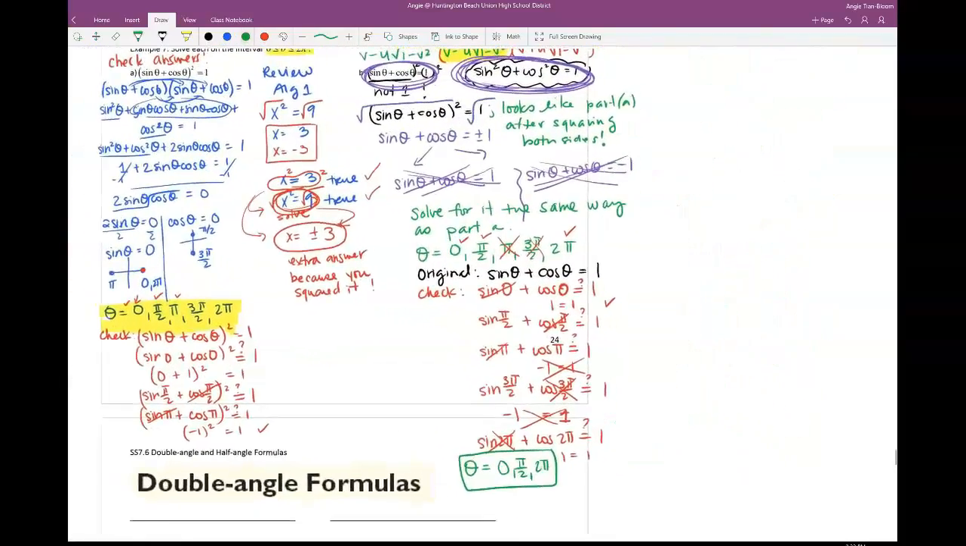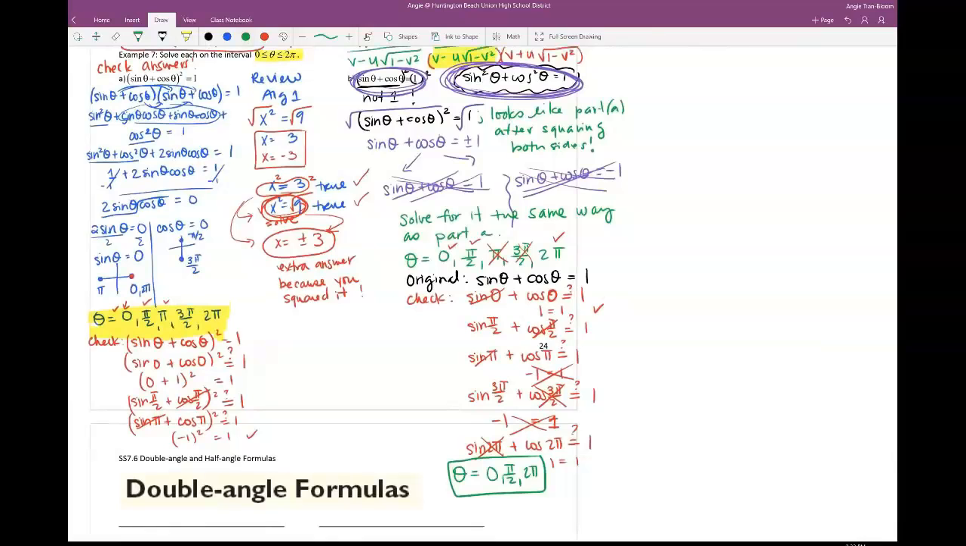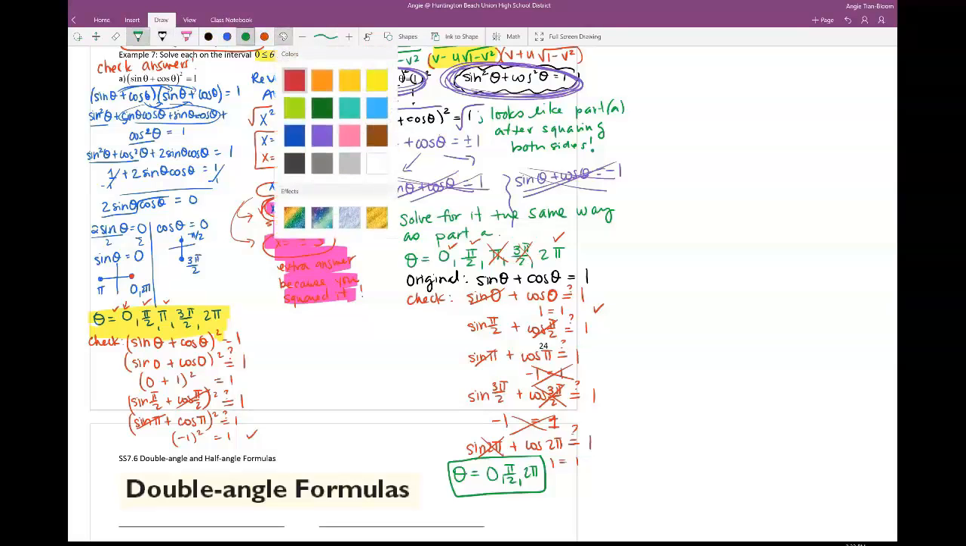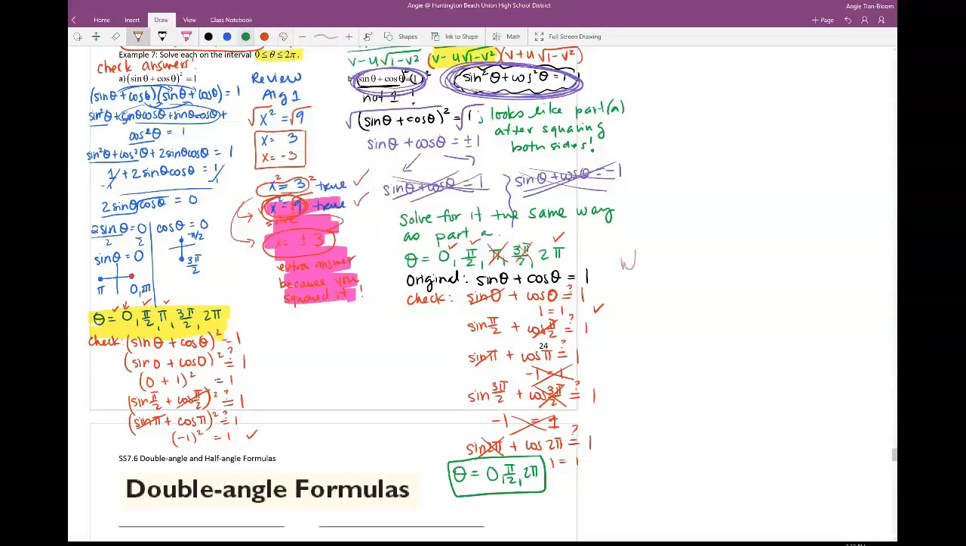The difference is that in part A, we didn't have to square both sides. So that's why there were no extra answers. But in part B, we had to square both sides so we can manipulate the identities to solve. So when you square both sides, let's go back to this thing right here, right? When you square both sides, what's going on? You have extra answers. So the rule of thumb is when you square both sides, you should always check your solutions, okay?